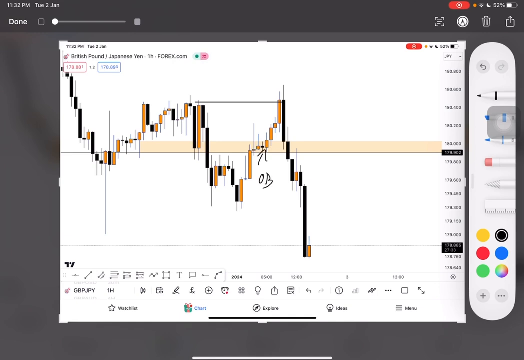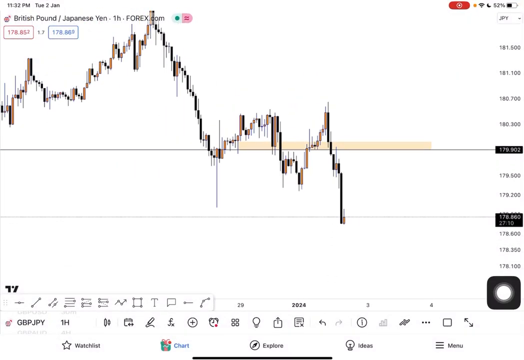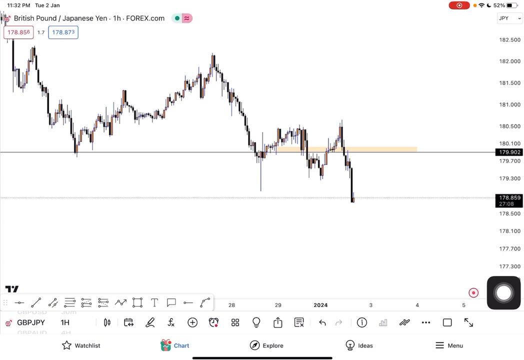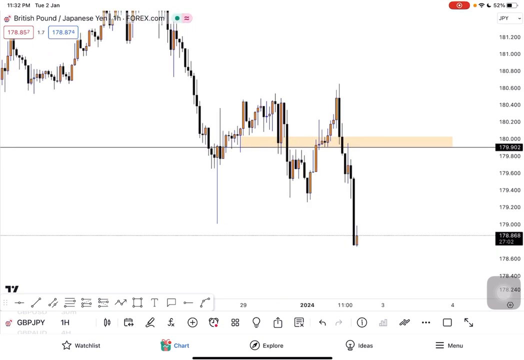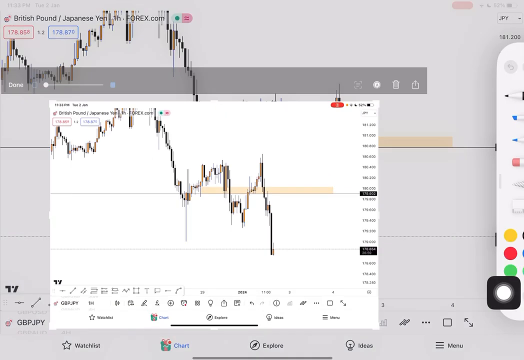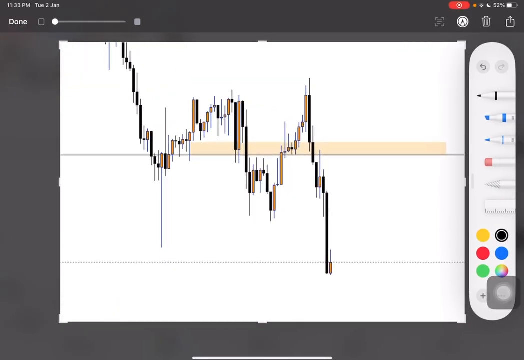But what we can see is, overall on the trend, this pair, GJ, is still in a downtrend. So we can just mark this area. If the price rejects, we go on buy. If the price breaks through, we go on sell. This is a function of the order blocks.